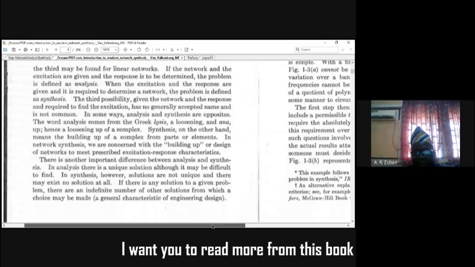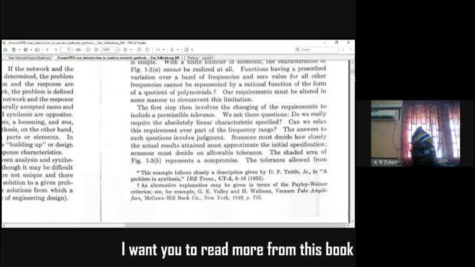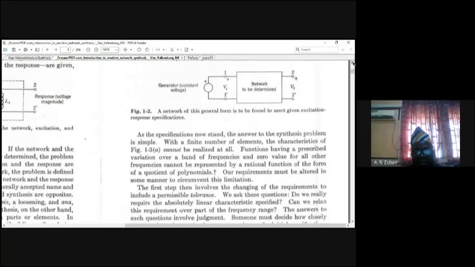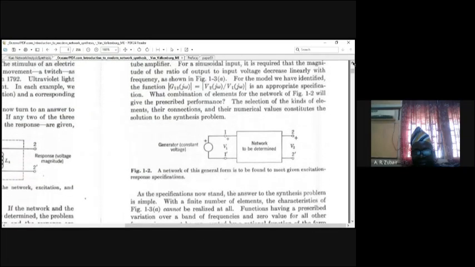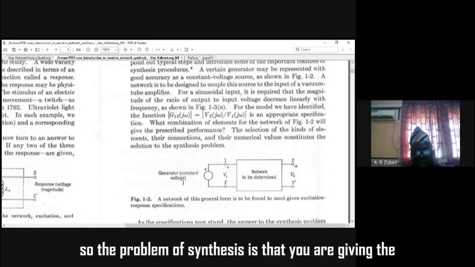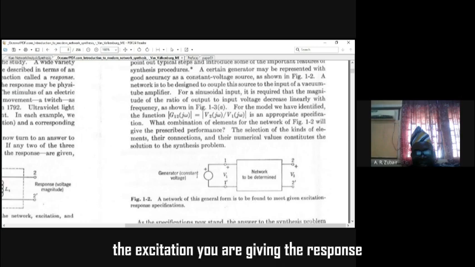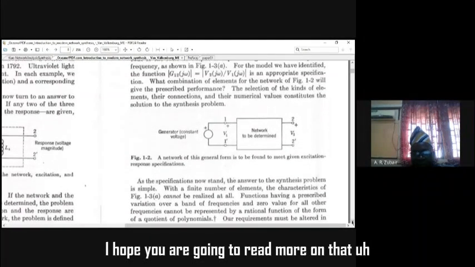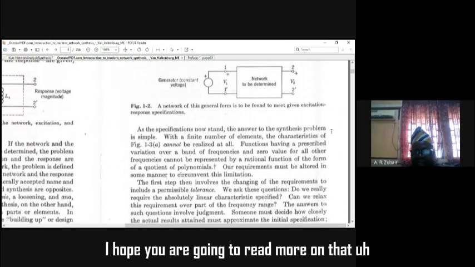I want you to read more from this book on these definitions. So the problem of synthesis is that you are given the excitation, you are given the response, and you are to determine the network. That is network synthesis for you. I hope you are going to read more on that.